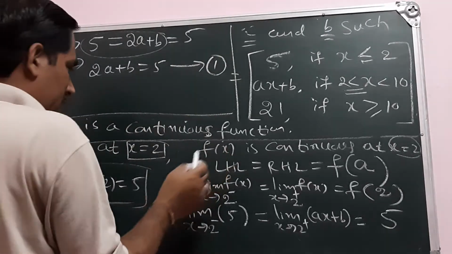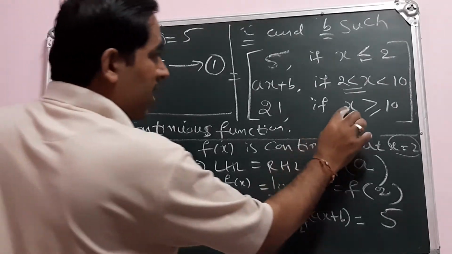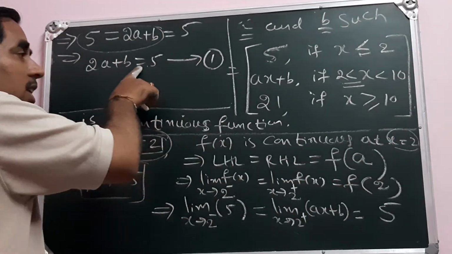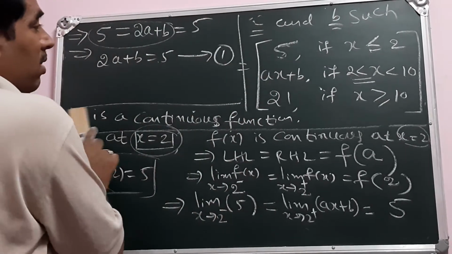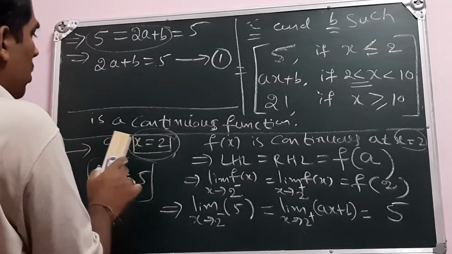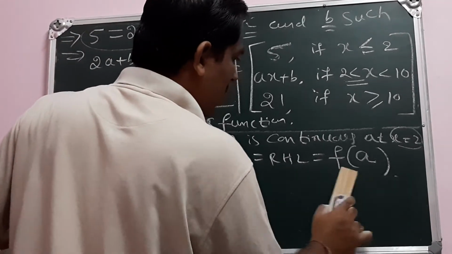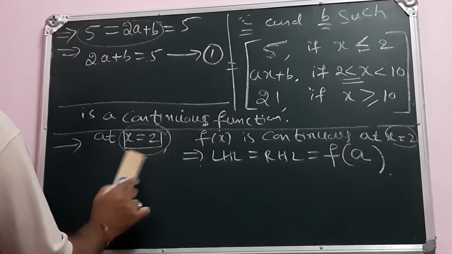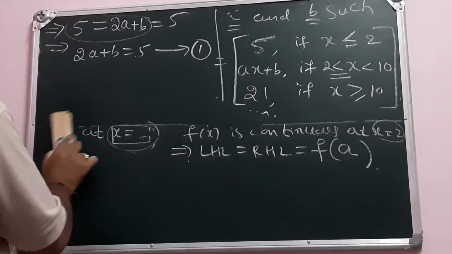See, at this point I got one relation. Then next we have to consider another point, x is equal to 10. I get another relation. Then we have to solve those two equations. That's the idea here. So next let us take another point. So what is the point here? So let us continue here.